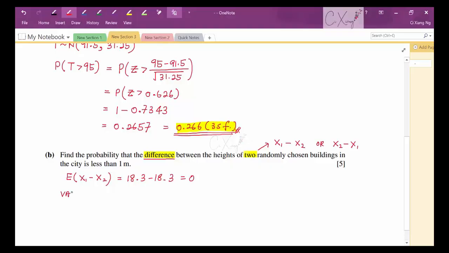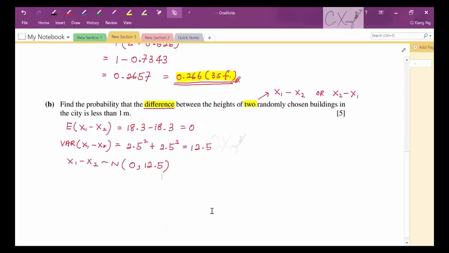And then to get the variance for x1 minus x2, the variance for the first building is 2.5 squared. And for the variance, the minus is always a positive, so it is always a plus. And then the variance for the second building is also 2.5 squared. So when I add these two together, I will have 12.5. So this is the distribution for x1 minus x2, and it is also normally distributed, where the mean is 0 and the variance is 12.5.